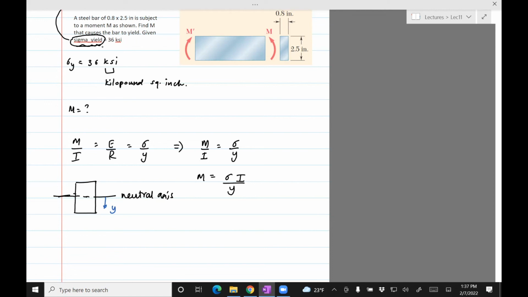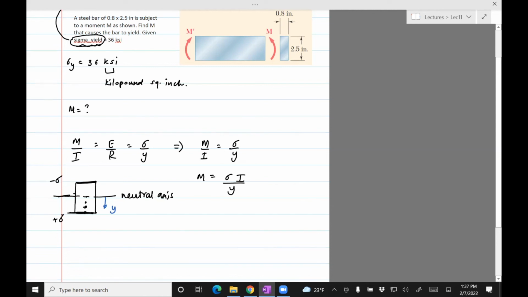There are a few things we need to understand here. If this bar, which is subjected to pure bending moment, will fail, the point at which it will fail is where the stress is the maximum. And the stress is maximum when the distance from the neutral axis is maximum. So the plane which is furthest away from the neutral axis will fail first, which means that either this part will fail or this part will fail. Here the stress is compressive, here the stress is tensile.